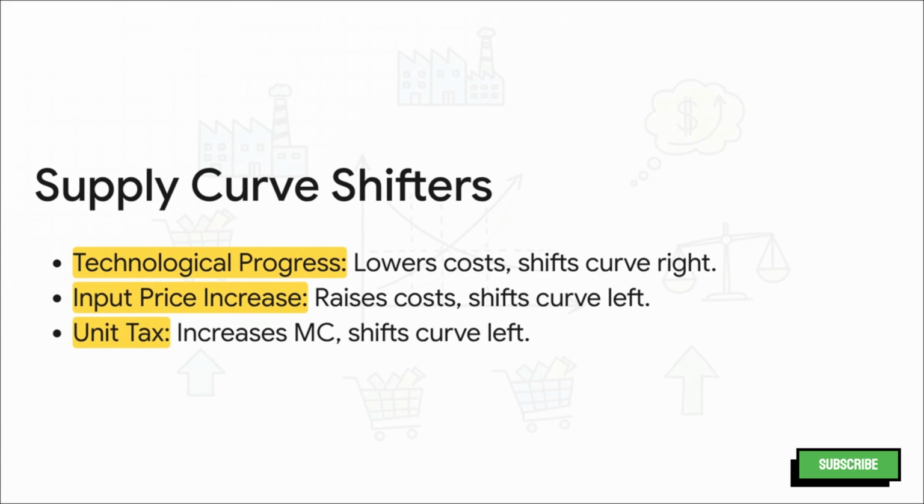First, technological progress. Imagine a new invention makes production way more efficient. This lowers the firm's costs, right? So now they're happy to supply more at any given price. That shifts the whole supply curve to the right.